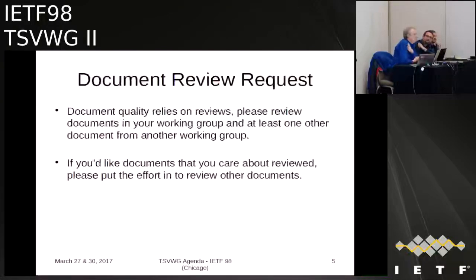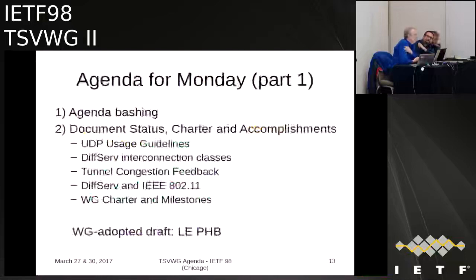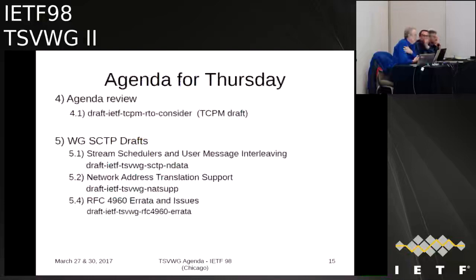So observe the Note Well. Don't speak up if you have IPR that you do not wish to disclose. You give your name at the mic if you have comments.